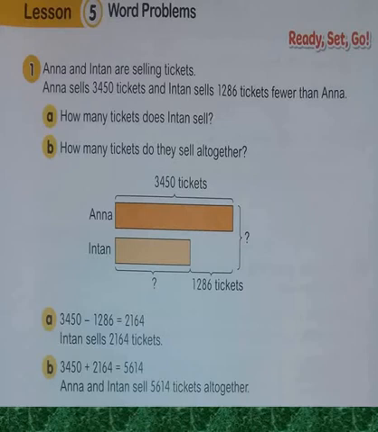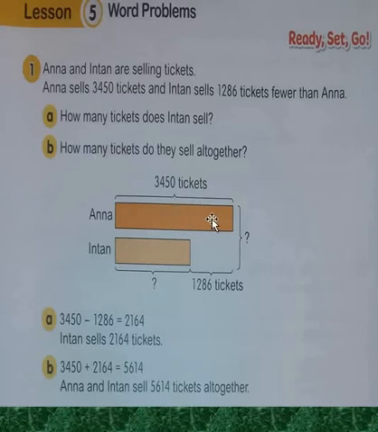We have next page over here. Lesson 5, word problems, page 55. Question number 1. Anna and Intan are selling tickets. Anna sells 3,450 tickets and Intan sells 1,286 tickets fewer than Anna. So we have two clues here. First, the amount of Anna's tickets, and then the second one, the difference of Intan's tickets and Anna's tickets. But over here you have to know that Intan sells fewer, means Intan's total amount of tickets must be smaller than Anna. You guys understand?